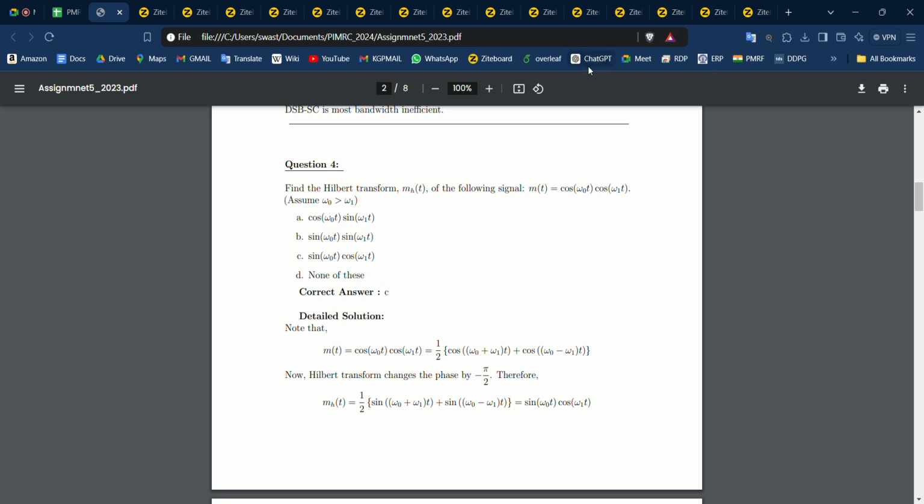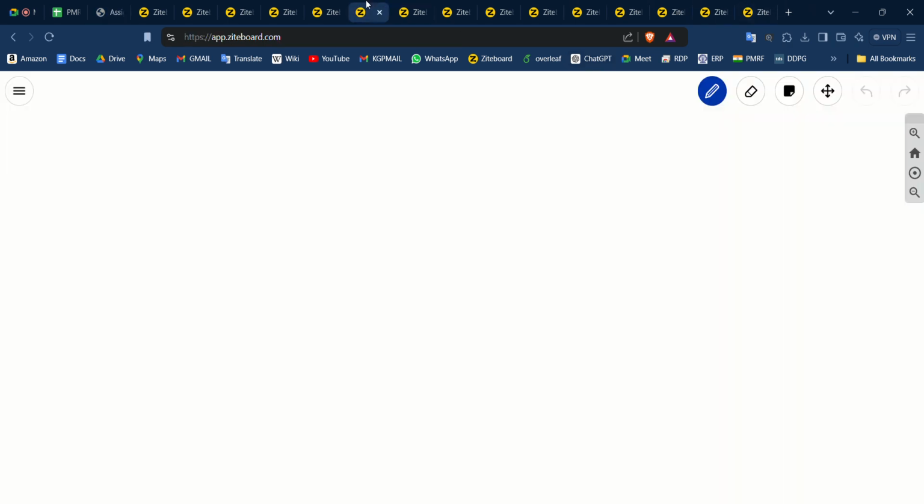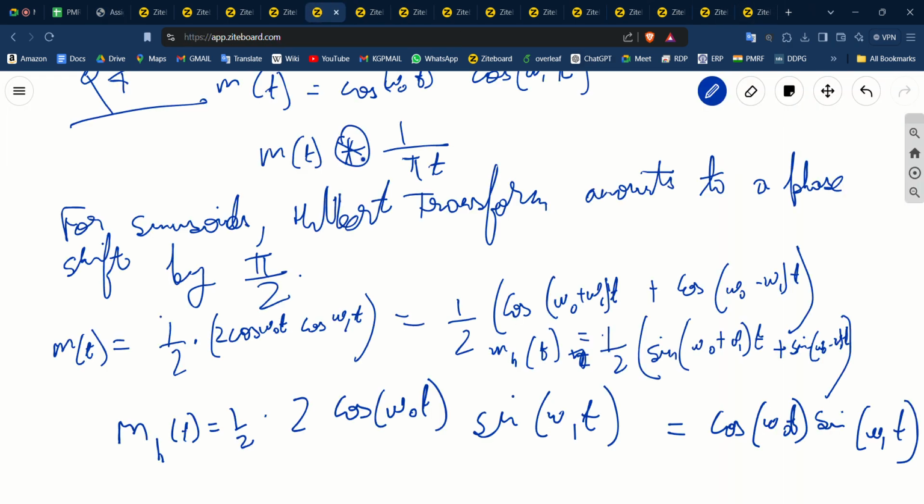Okay, I have actually used the formula in the opposite way. So it's not cos omega naught sine omega 1. This will be sine omega naught cos omega 1. I have used the formula in an opposite way. Sorry for that.